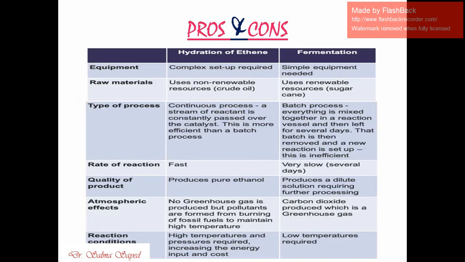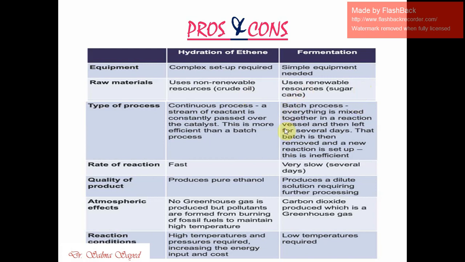Now, finally, this is a table of comparison between these two methods. So as I previously said, the fermentation requires glucose as its raw material, which is actually a renewable resource that will never run out. I can easily obtain it from sugarcane. Whereas the second method, which is the hydration of ethene or the addition of ethene to steam, the raw material comes from crude oil, which is actually in limited supply. It's a non-renewable resource. So fermentation wins in such case.